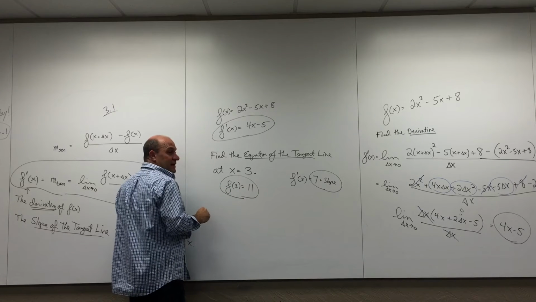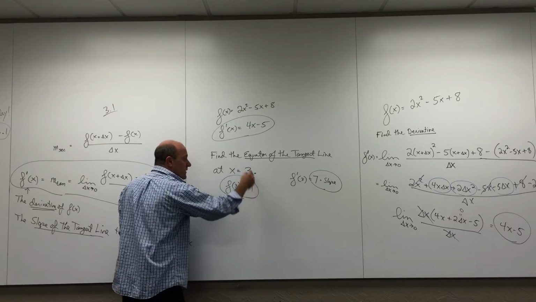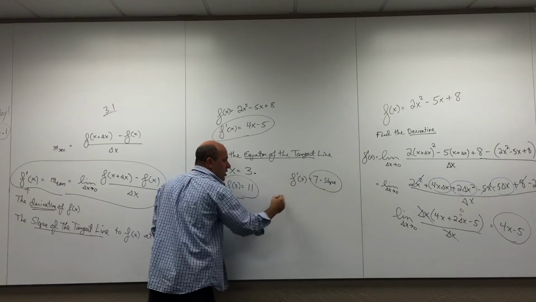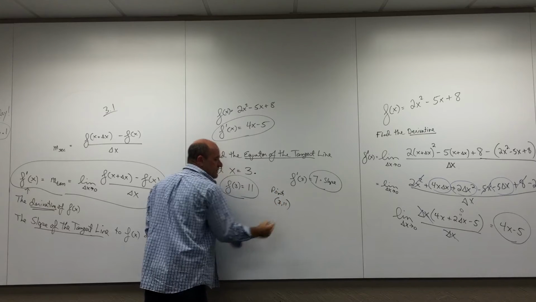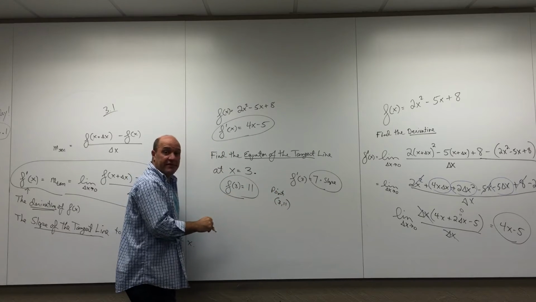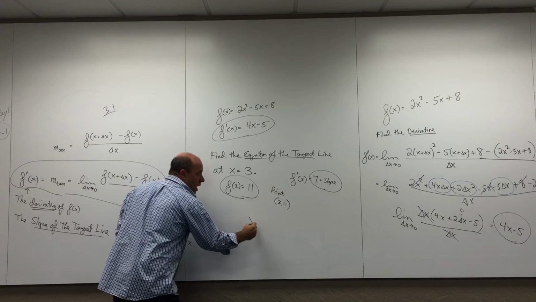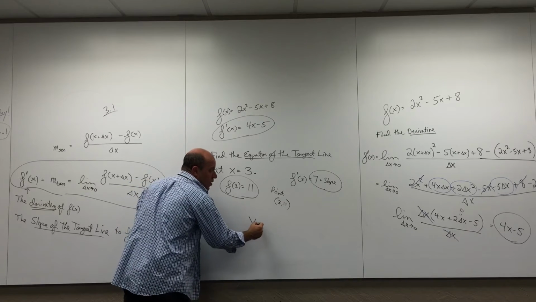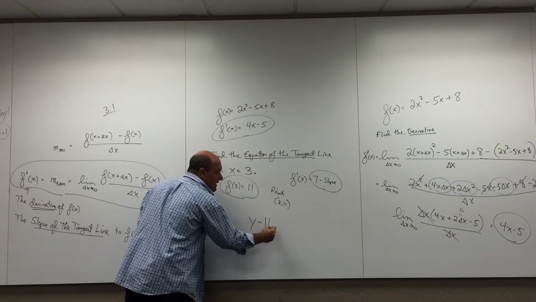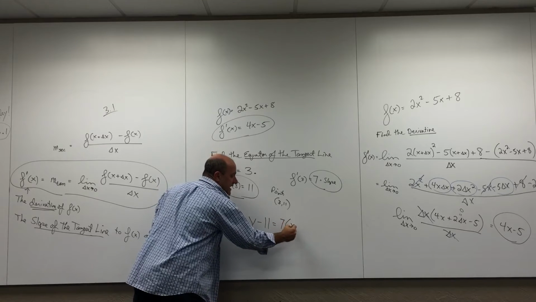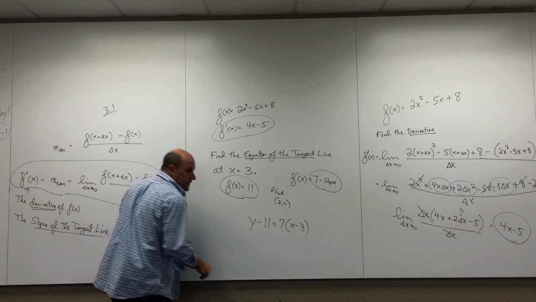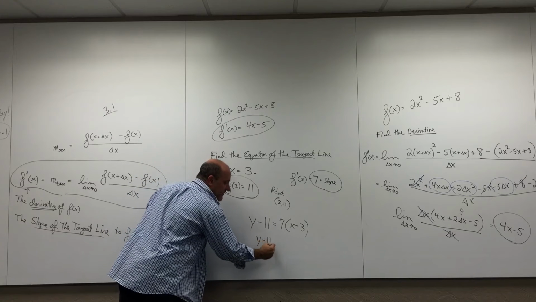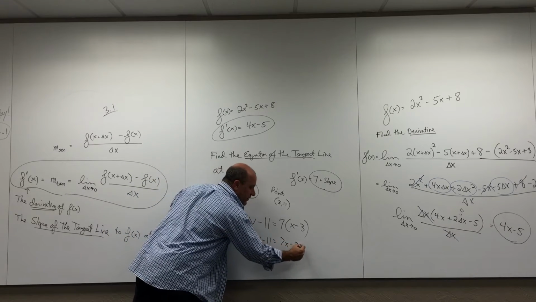Now we use our point-slope. That's my slope. This is a point. I got a slope, I got a point: 3, 11. I'm ready to write the equation of the tangent line. I do this point-slope formula: y minus 11 equals the slope times x minus 3. Are you guys okay? That's y minus 11 equals 7x minus 21.